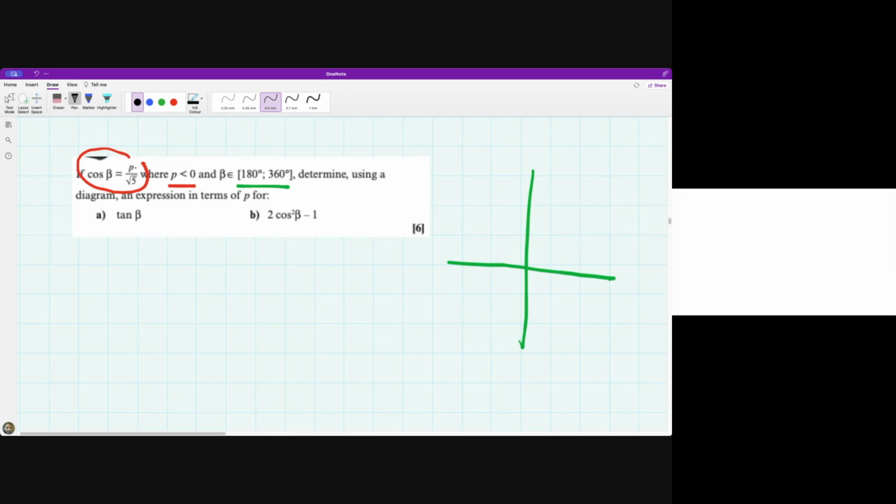So if p is negative or less than 0, cos must be negative. Where is cos negative? Here and here. It also says b is between 180 and 360, which is here and here, which gives it away. The triangle must be here.